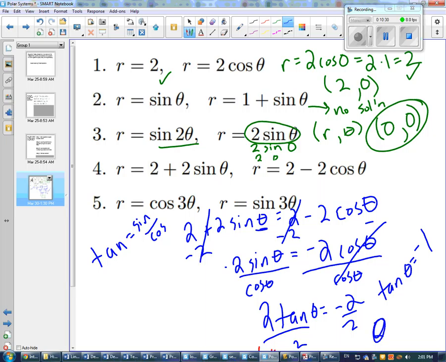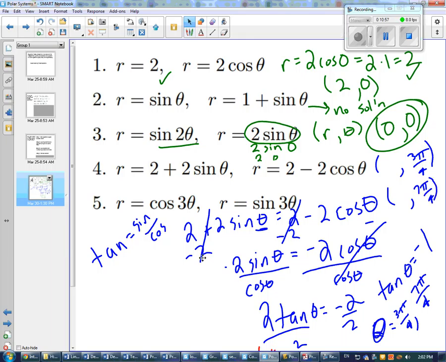And so the theta values that have a tangent of -1 on the unit circle are 3 pi over 4 and 7 pi over 4. So this one has potentially 2 solutions. And we're going to write them as r, theta, and then you just have to figure out the r values. So go ahead and plug each theta into one of the equations. It doesn't matter which one. So let's say I plug it in the first one.